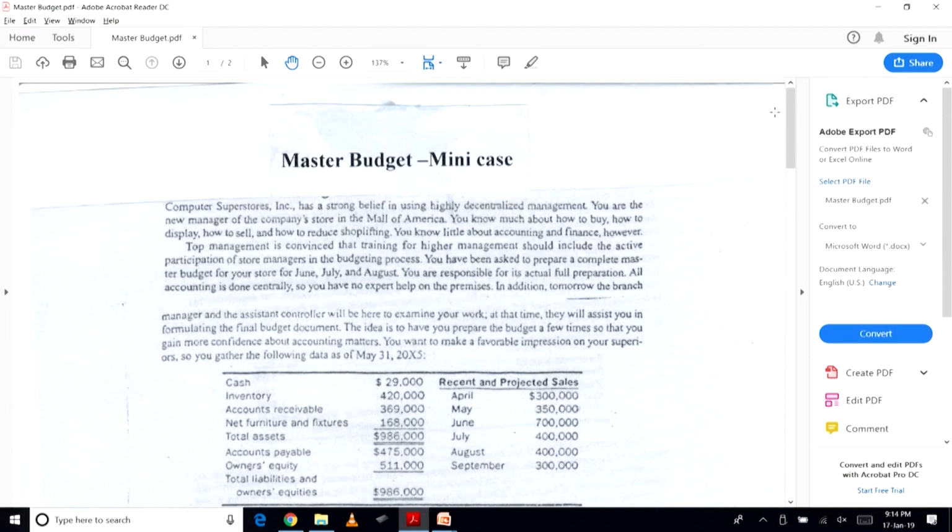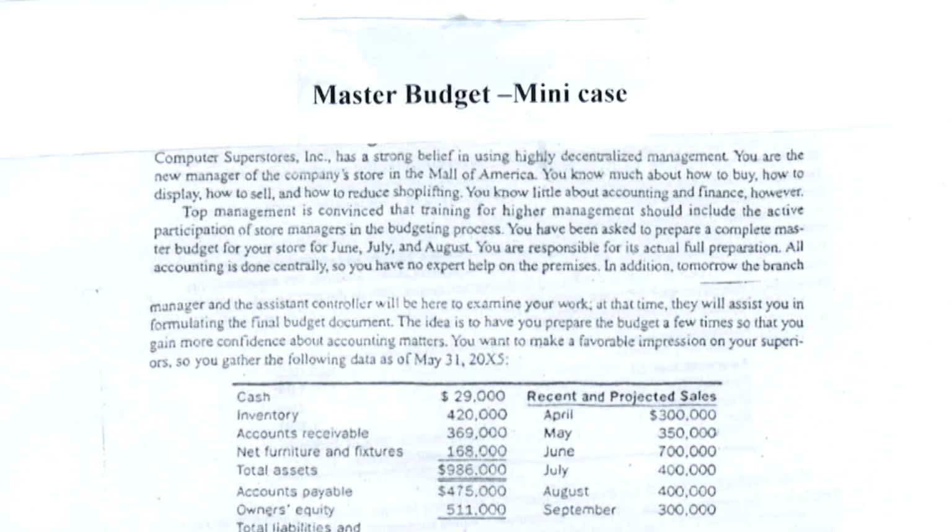Whether it is the Indian market or the American market does not make a difference, because otherwise we are also a global economy. You know much about how to buy, how to display, how to sell, and how to reduce shoplifting. You know little about accounting and finance. However, top management is convinced that training for higher management should include the active participation of store managers in the budgeting process. That is, bottom to top.